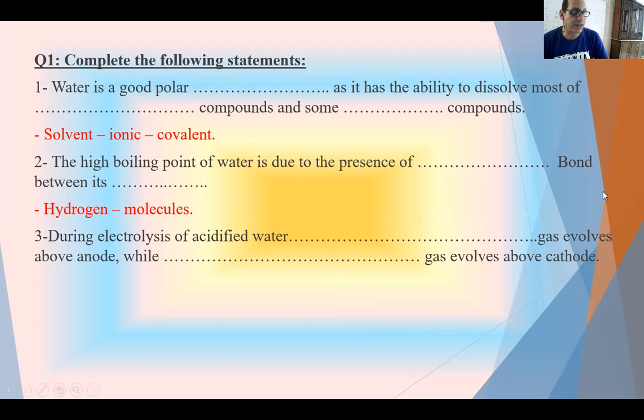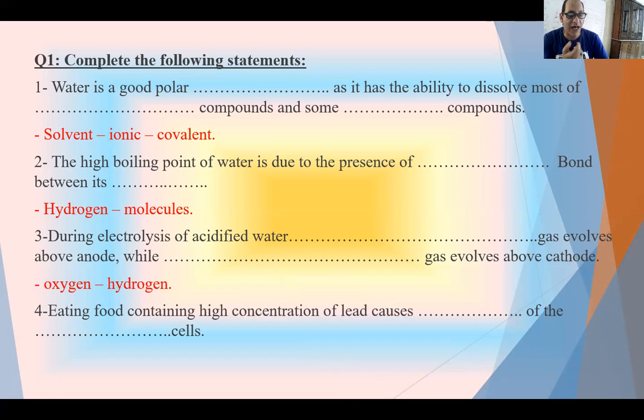During electrolysis, acidified water, it's not plain water, acidified water with acid to be a good conductor of electricity. Which gas evolves at the anode? Of course you know anode means positive, so it needs negative ions. The gas here is oxygen, while at the cathode, which is negative, it's supposed to have the hydrogen gas, which is positive.